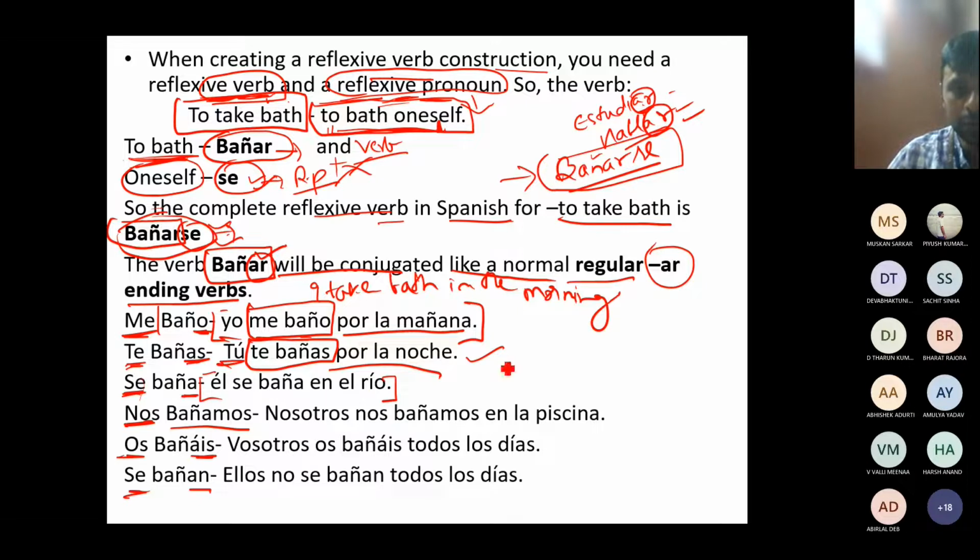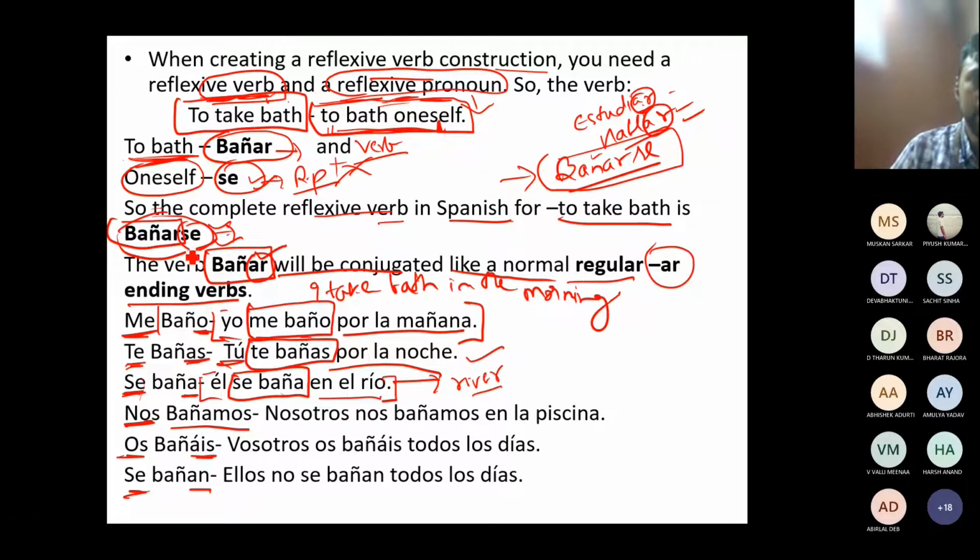Similarly, the third one, with the third person singular, the form of bañarse has changed into se baña, and in the sentence also you can use it: él se baña en el río. So what is río? Río is a river. So he takes bath in the river. So you can see how we are using the verb.